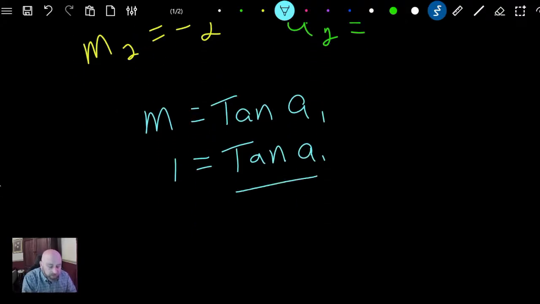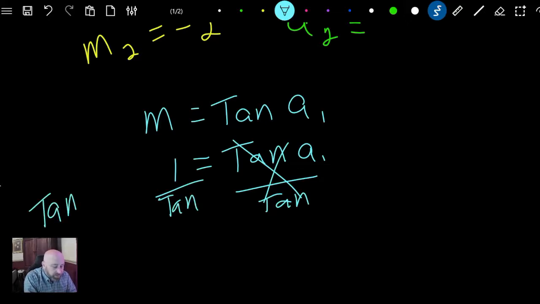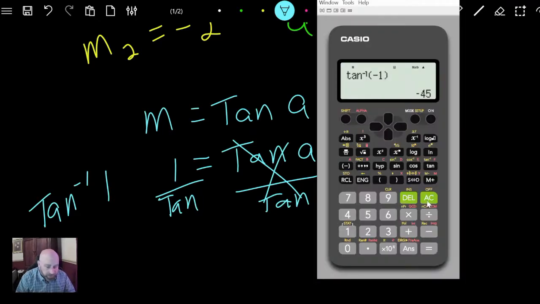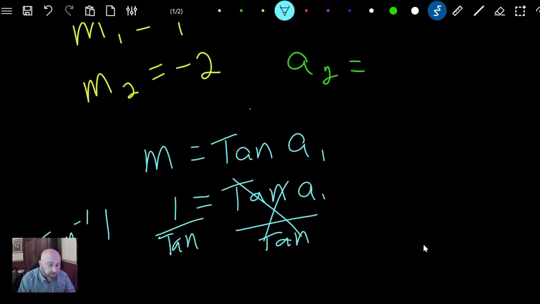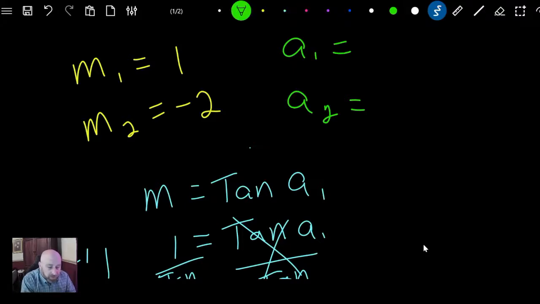How do we do that? We divide both sides by the tangent, so that cancels, and we do tangent -1 of 1. Let's go to our calculator and solve that. What is the tangent -1, or the arctangent, of 1? That equals 45. So our first angle is a 45-degree angle. Come back over here, and our angle 1 is going to be 45.